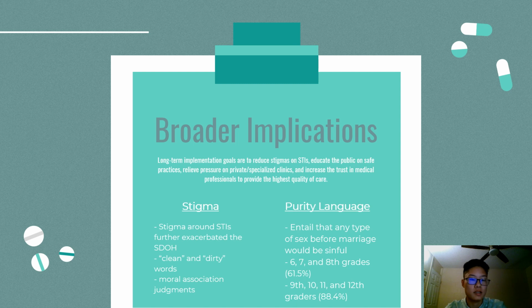Long-term implementation goals are to reduce stigma on STIs, educate the public on safe practices, relieve pressure on private/specialized clinics, and increase the trust in medical professionals to provide quality care. The Action Toolkit contains an infographic providing sexual health services to LGBTQ+ community patients, which shows key examples of how to reduce stigma. It goes over creating a welcoming environment, maintaining confidentiality, and guidelines and questions to ask.